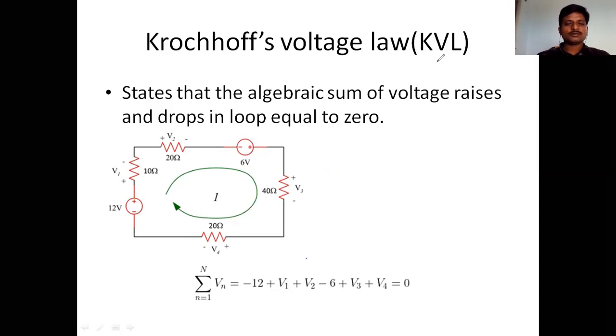So KVL is so important that if you do not understand this KVL concept, it is so difficult for you to understand the remaining coming concepts. Okay, you just remember passive sign convention, and the sum of voltage rises and voltage drops in a loop is equal to 0. So that is KVL.